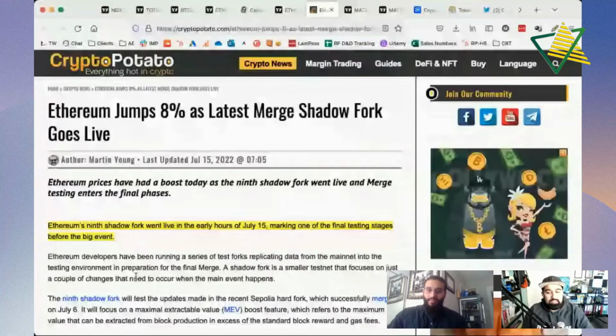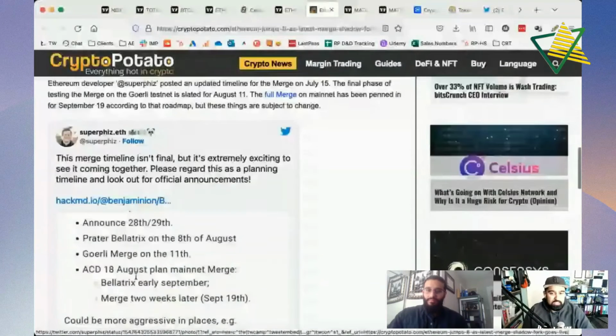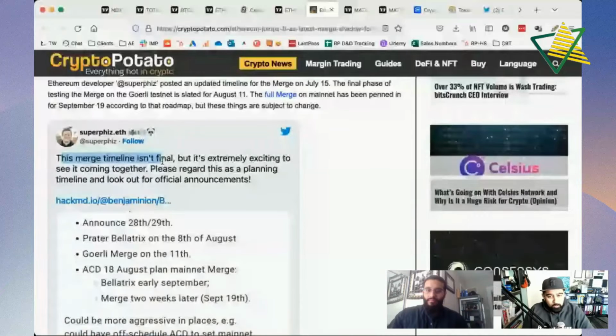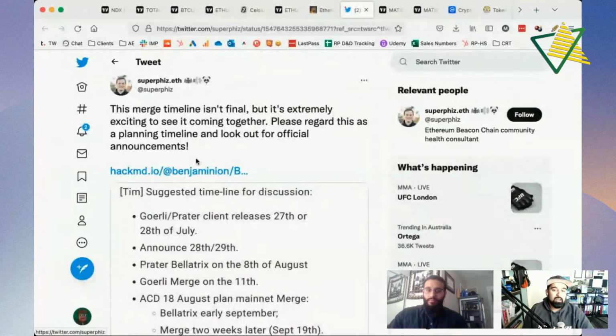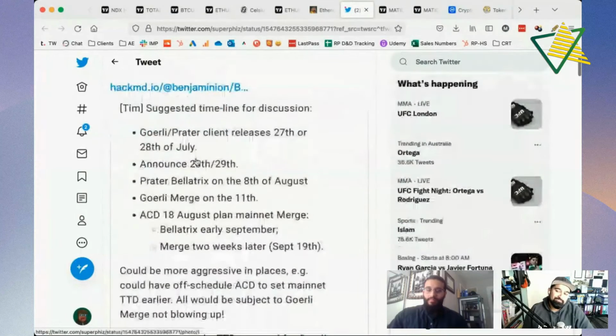before the go live. And even the Ethereum Foundation isn't saying that this is final. They're saying this is sort of proposed, but look towards any official timelines from the Ethereum Foundation. But yeah, don't be surprised if it moves again.